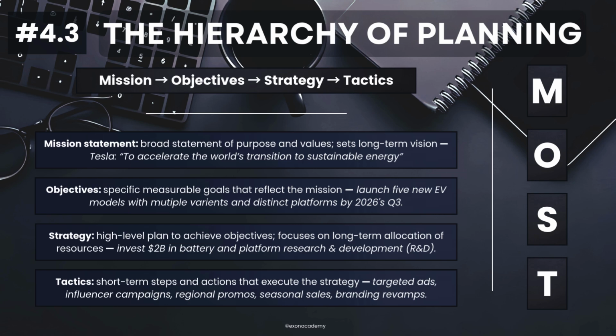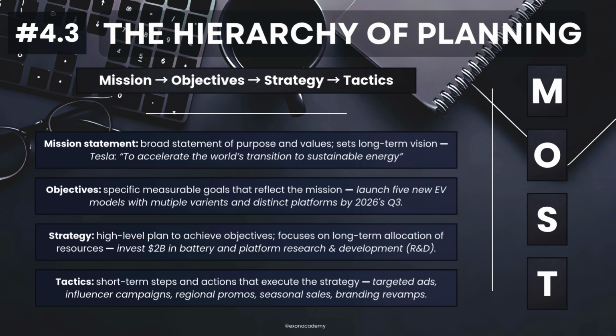From the mission, the company sets objectives. These are specific, measurable goals like launch 5 new electric vehicle models by 2026. To reach those objectives, the business then builds a strategy. This is a big picture plan. For Tesla, that might mean investing $2 billion in battery research over the next 5 years.